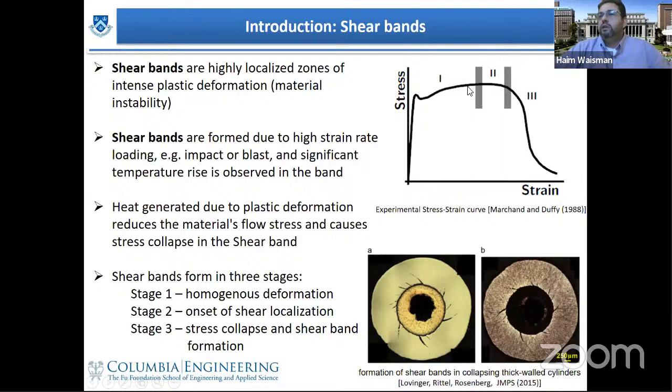Initially, there is homogeneous deformation and nothing really happens. At the second stage, there is what is called onset of localization, where heat and plastic strain start to accumulate at a certain location. And then at region 3, you have what is called shear collapse, stress collapse, or the formation of the shear band, where you have very high temperature just at these localized bands, together with very large plastic deformation, right? So these problems typically arise due to impact, blast, and other phenomena.